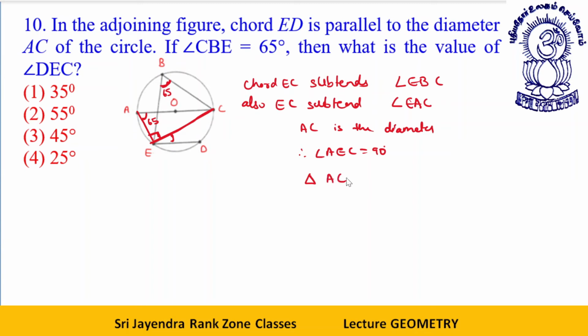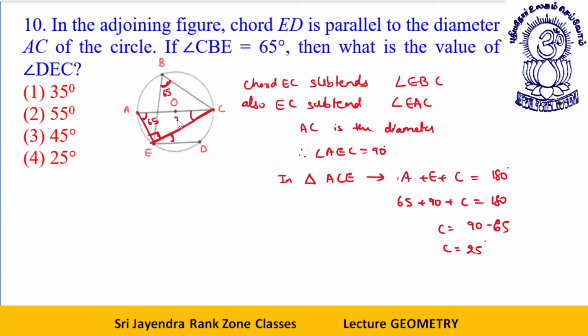Triangle ACE. In triangle ACE, angle A plus C plus E is equal to how much? 180 degree. A is how much? 65. E is 90. C will be how much? C will be 90 minus 65. C will be 25 degree. The moment you get this C as 25 degree, AC is parallel to ED. This is a Z. For Z, the angles are equal. These are alternate interior angles.